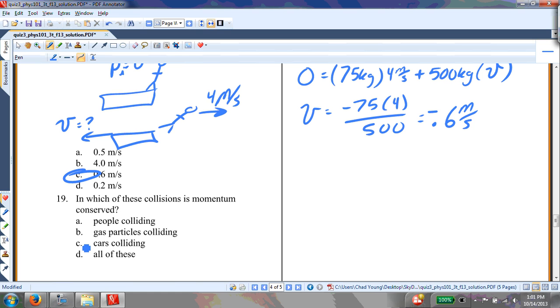In which of these collisions is momentum conserved? Okay, people colliding, yes. Gas particles colliding, yes. Cars colliding, yes. So it's D for number 19.